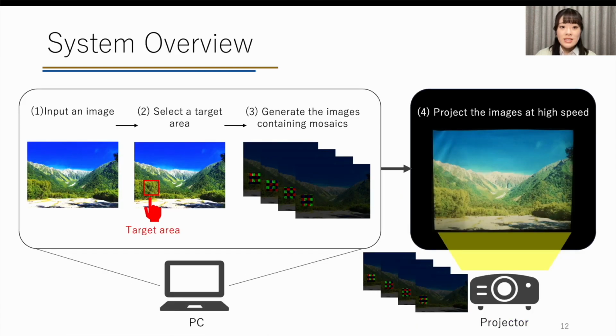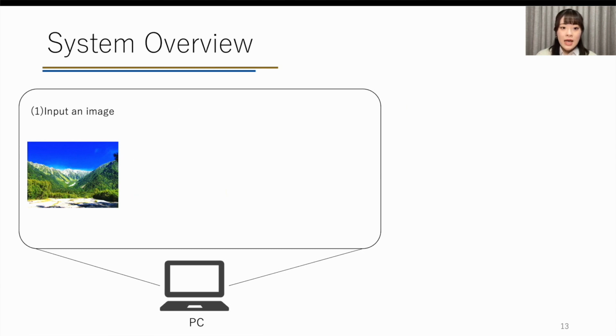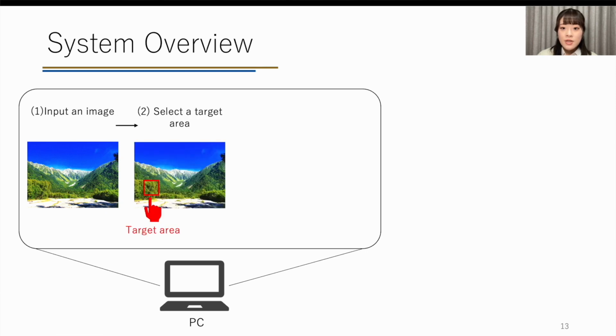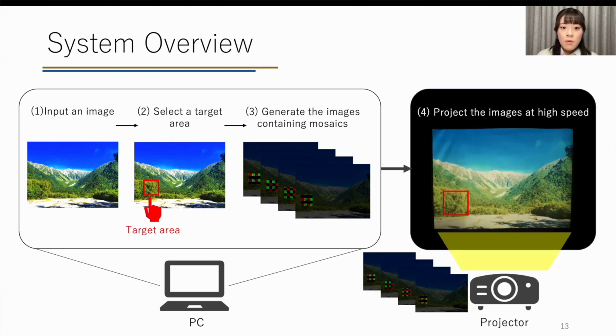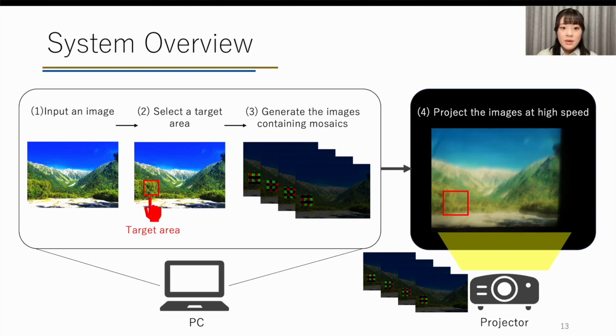The following is a system overview of MOSion. First, a designer inputs an image and selects the target area to improve the saliency. Next, MOSion generates the decomposed images containing mosaics. Then, decomposed images are cyclically projected at a high-speed projector. These steps complete the MOSion.